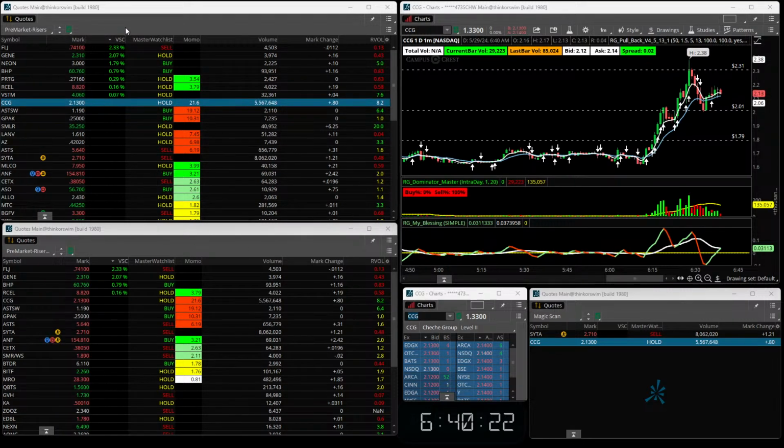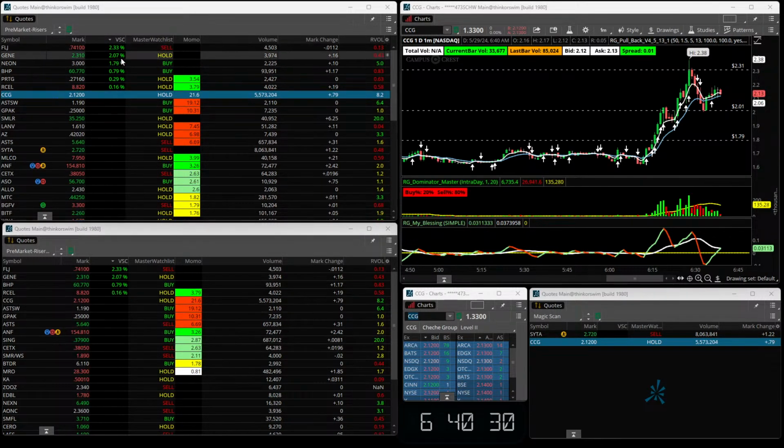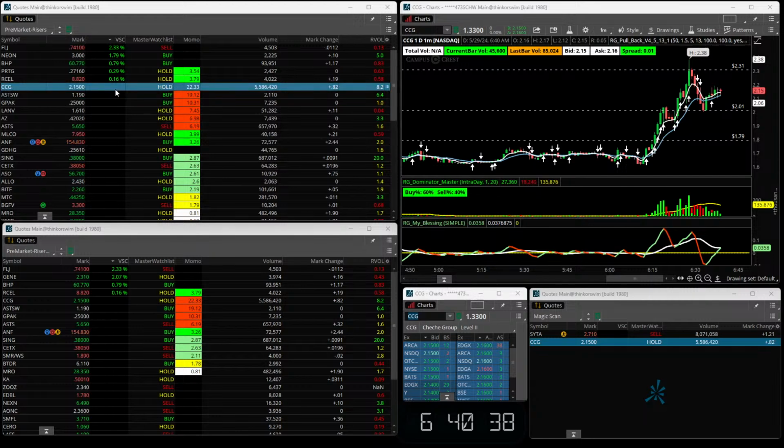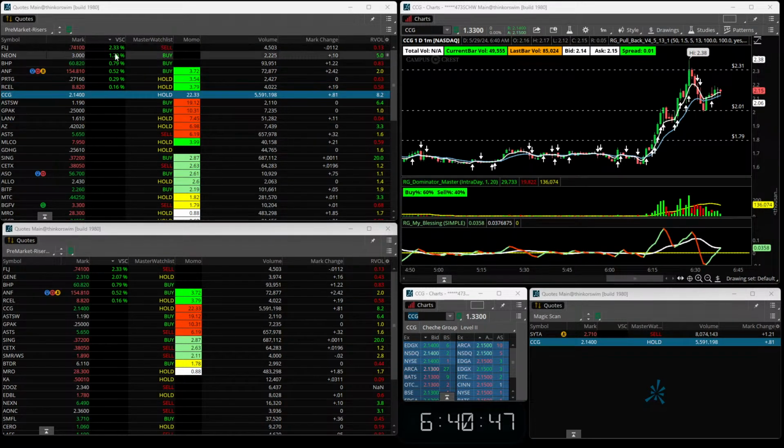VSC stands for volume spike colored, and I have the colored turned off. I have it where it will highlight the background in gray if a spike occurs over, I believe, 2%. But if you don't know, I have vision issues. Sometimes colors really mess with my eyes, so I turned it off. I'm good with watching the numbers.